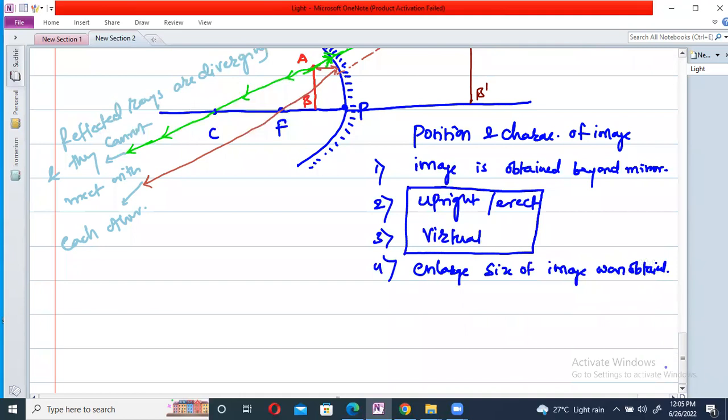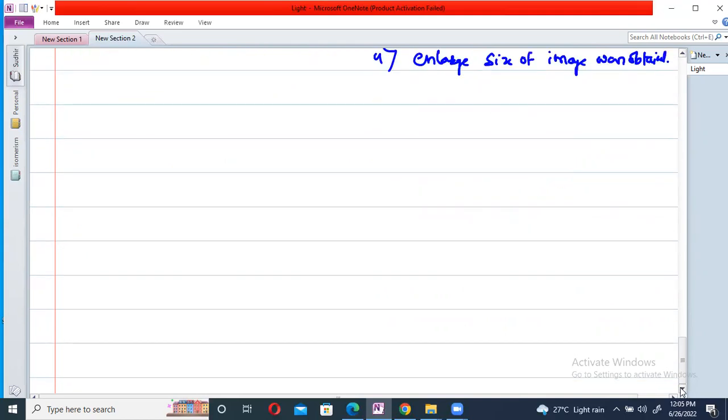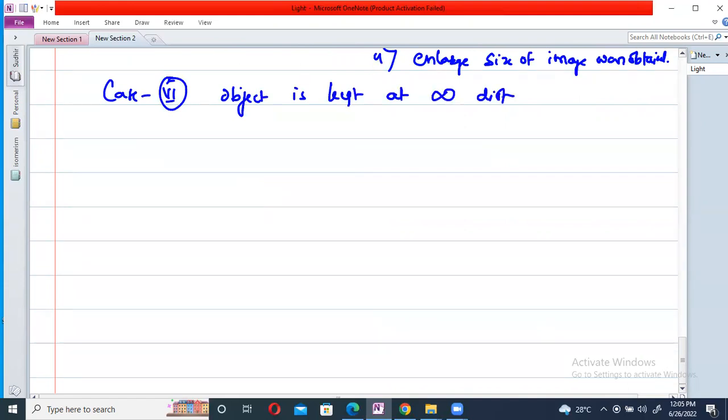And one more case is there. Suppose I keep the object at an infinite distance. What will happen? Just think over it. Sixth case: the object is kept at infinite distance, or we can say it is at infinity.